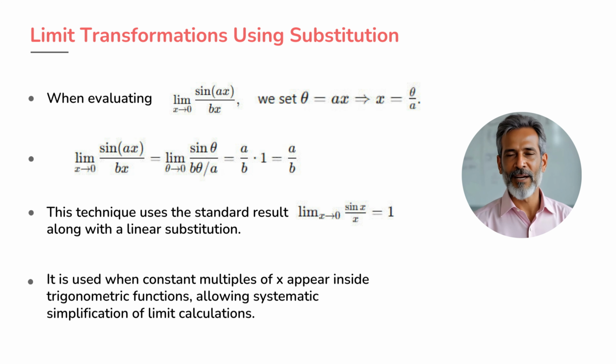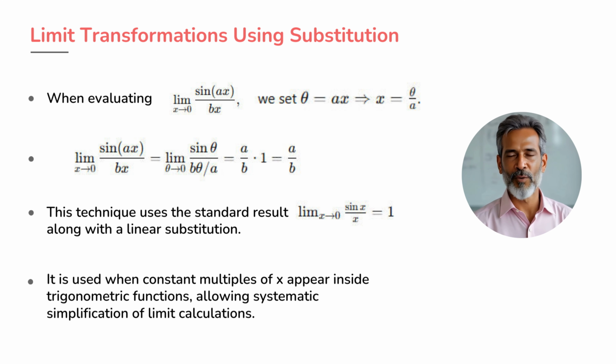Sometimes, the angle inside sine or cosine isn't just x, but a multiple, say a times x or another constant. To handle these, we use substitution. For example, for the limit of sine of ax divided by bx as x approaches 0, set theta equals a times x. This means x equals theta over a. We rewrite the limit as sine theta divided by b times theta over a.